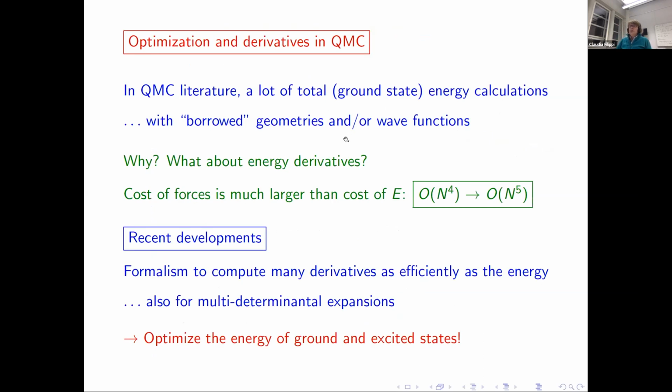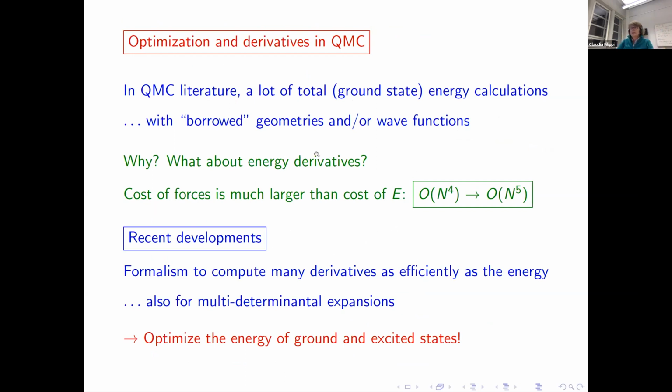So optimization and choice of wave function is important, but if you're looking in the literature, you will find a lot of total energy calculations, mainly ground state calculations. And often it is done on borrowed geometries, computed at the level of density functional theory, and also with borrowed wave functions. You do a CAS, you do a DFT, and then you put a Jastrow, you optimize the Jastrow factor.